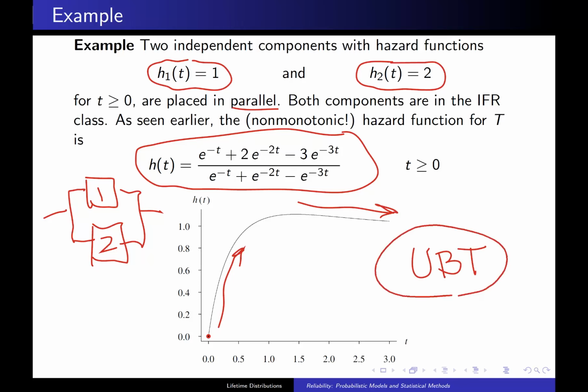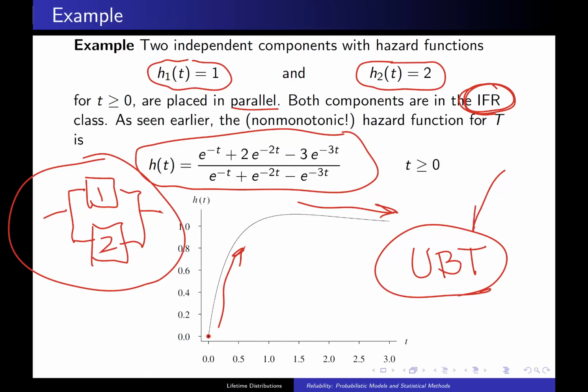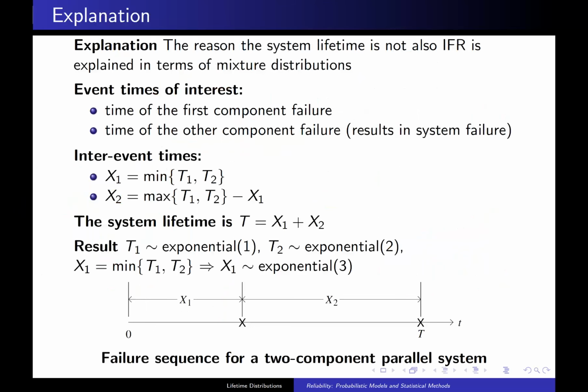So we form this very simple system of two components whose lifetime distributions are both in the IFR class, and yet when we place them into a system, what happens? That system has a hazard function that's in the UBT class. So the next two slides are going to be an explanation for why this particular phenomenon happens.